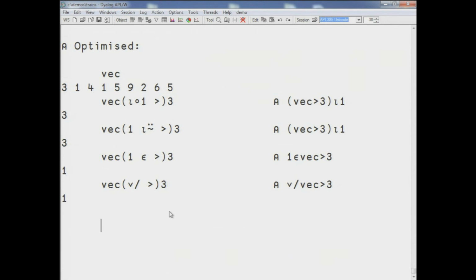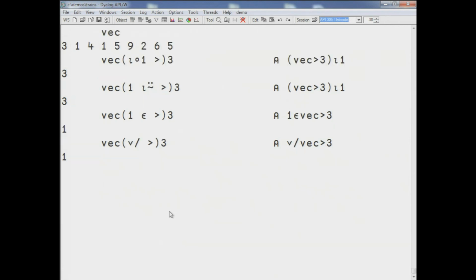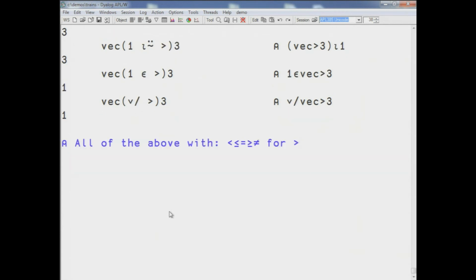So these kinds of patterns are easy for the interpreter to spot, and they're already optimized. Now, all of the above, for example, where I've used greater than, will work for all of the relational functions, and I believe most of these are already optimized. All of the above with 0 instead of 1, if not, can be.